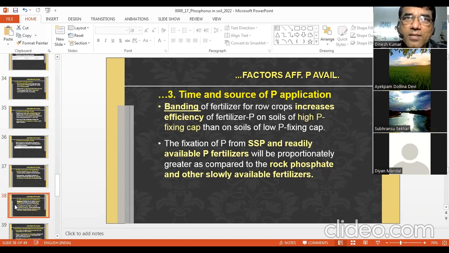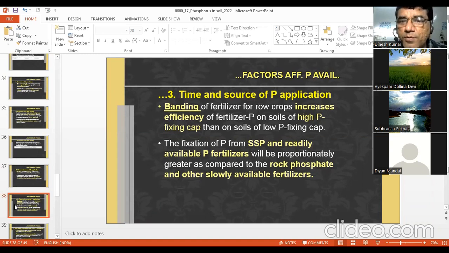If you broadcast it, then it is mixed in the soil, then it contacts larger volume of soil, and it is in the contact of more soil particles or clay particles. Thus, fixation will be more when you broadcast and mix it in the soil. Particularly, water-soluble phosphatic fertilizer should not be mixed or broadcast in the soil. It should be band applied. So to improve the efficiency, efficiency of band applied water-soluble fertilizer will be more than broadcast applied fertilizer.